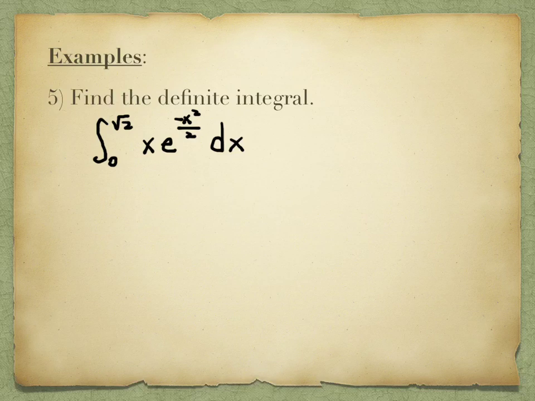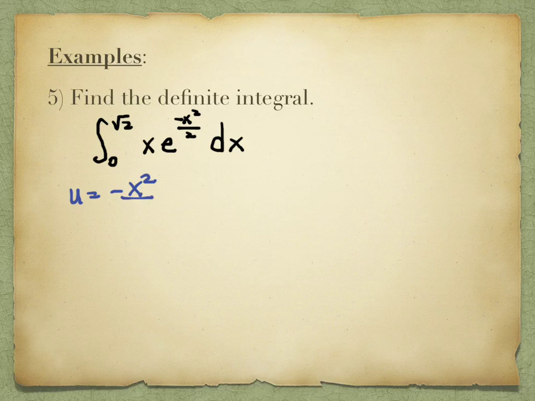Okay, last one in this section. A definite integral. So I've got the integral from 0 to square root of 2 of x e to the negative x squared over 2 dx. What do you think? All right, u substitution. When you don't have many tricks up your sleeve, you get to use the same trick a lot, don't you? Yeah. What do you think u might be?